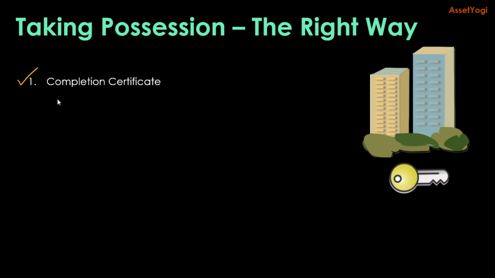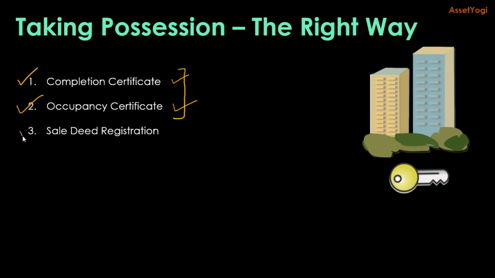Then before you take the keys of your apartment or get your sale deed registered, you should also ensure that the occupancy certificate is received by the builder, because just now we have seen what kind of legal troubles we can get into if we don't have these completion and occupancy certificates. Only after you ensure that the completion certificate and occupancy certificate are received by the builder, then only you should get your sale deed registered and take your possession.